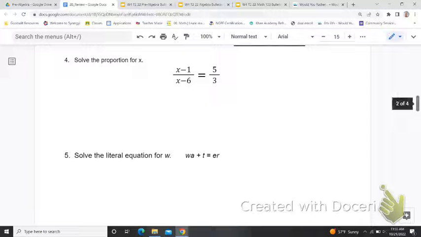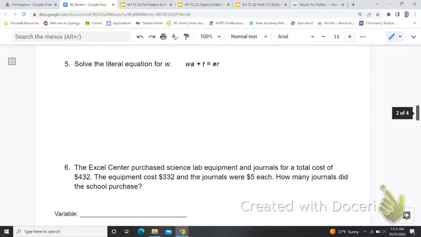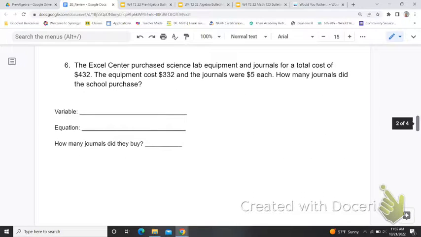Again, these are review problems, so it should not be the first time that you are hearing about any of these topics. So here, we want to know how many journals were purchased. I started at the end again, so I'm going to let X be the journals.